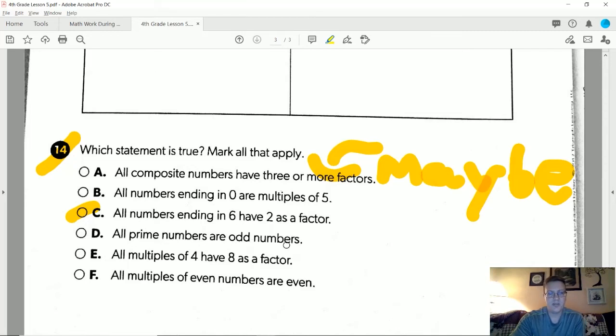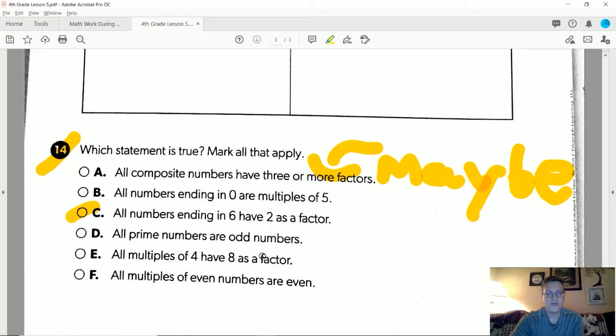Letter D, all prime numbers are odd numbers. This is only true after we are finished with 2. So 1, 2, 3, and then after that 5, 7, 11, 13, 17, and so forth. After we get past number 2, all of them are odd numbers, so that's not going to work.